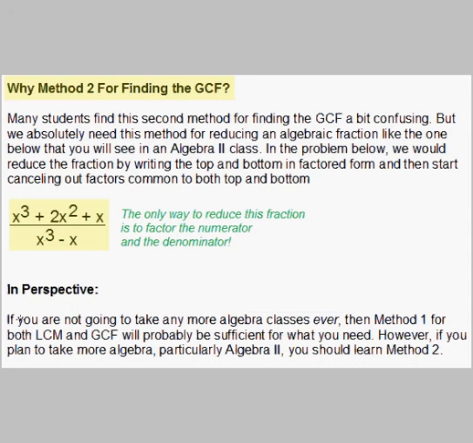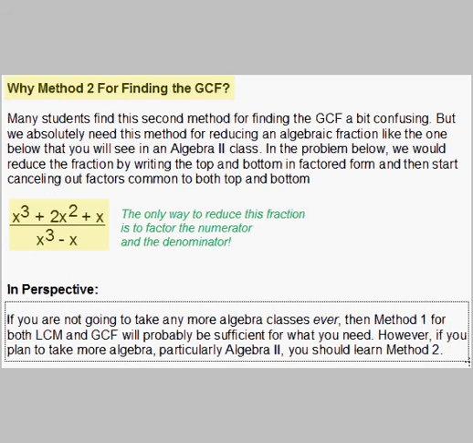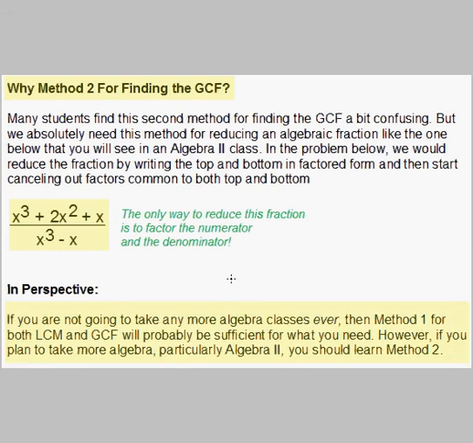In perspective, if you're never going to take any more algebra classes ever, method 1 for both LCM and GCF will probably work for you. However, if you're going to take more algebra, especially Algebra 2, you really want to learn method 2 for both LCM and GCF.